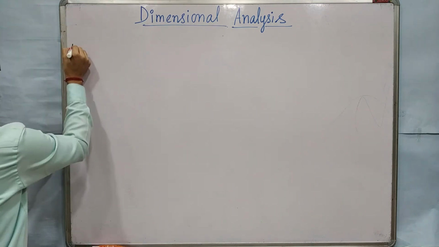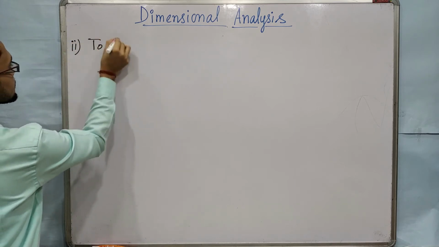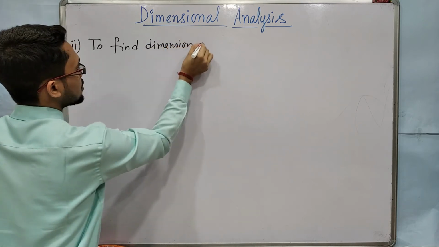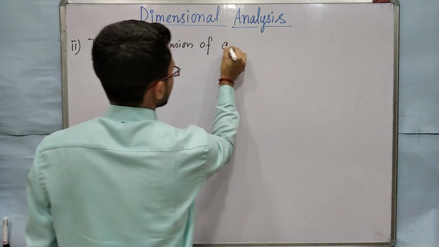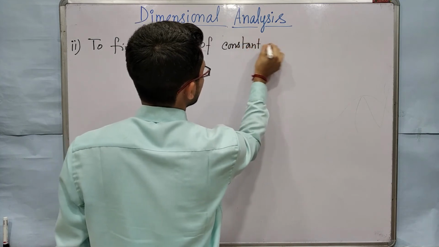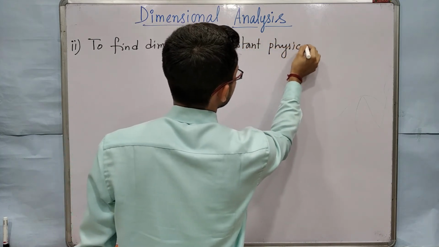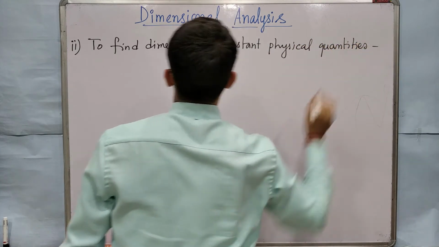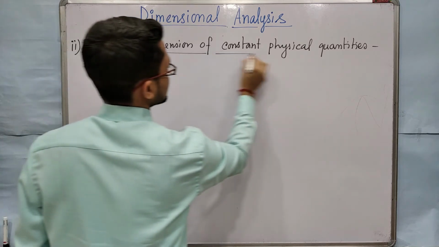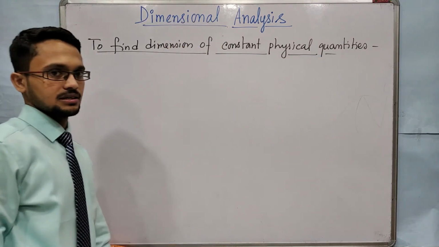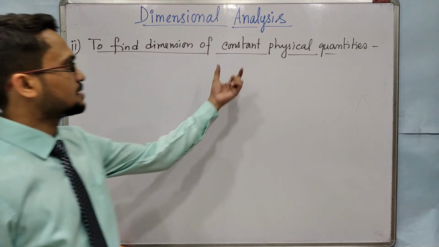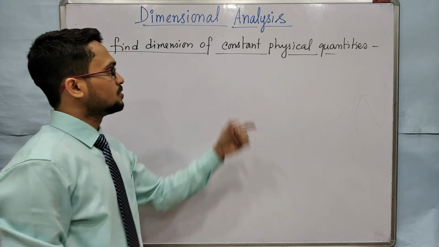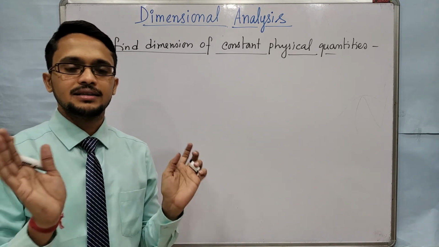Next application: to find the dimension of constant physical quantities. There are many physical quantities in physics you will get. So how to derive the dimension of those constant physical quantities? For finding the dimension we have to remember their equation.